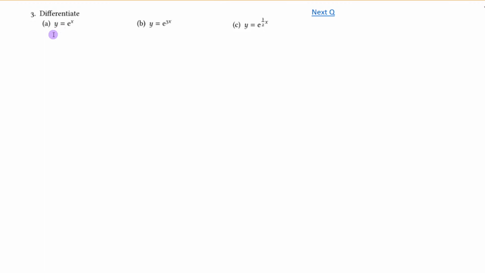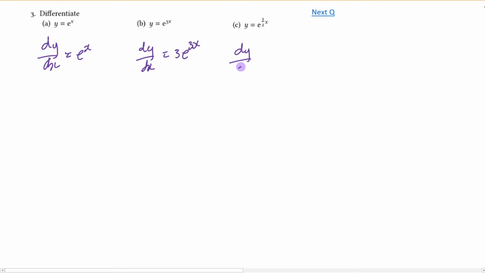Right, so we differentiate e to the x, we just get e to the x. Differentiate e to the 3x, we get 3e to the 3x. And these questions will get much harder as the sheets move on. dy by dx here is just equal to a half e to the half x. And that's that question done. So it didn't take very long at all.